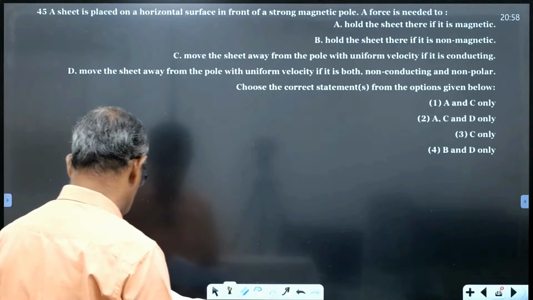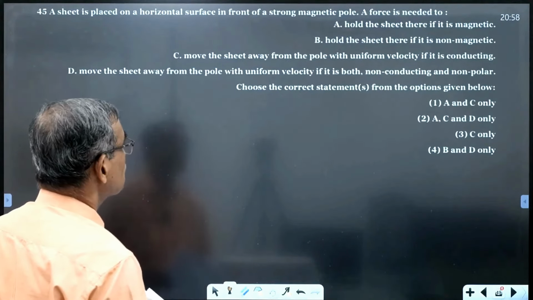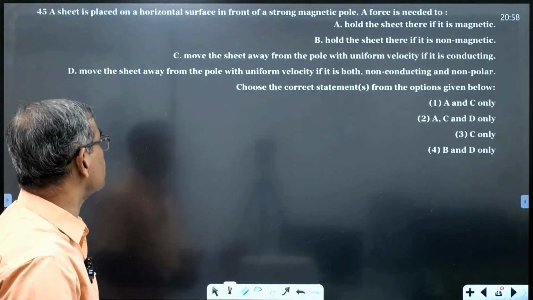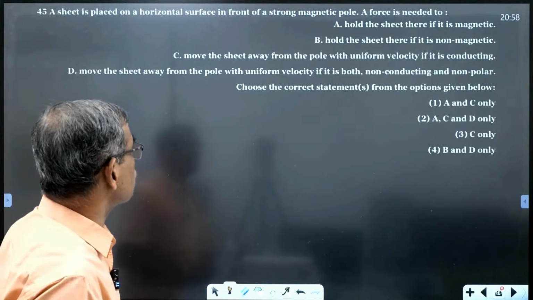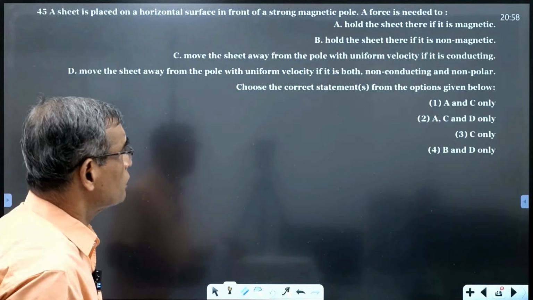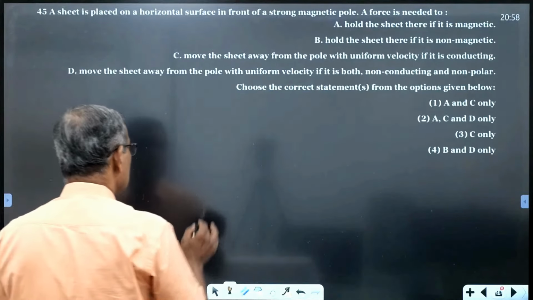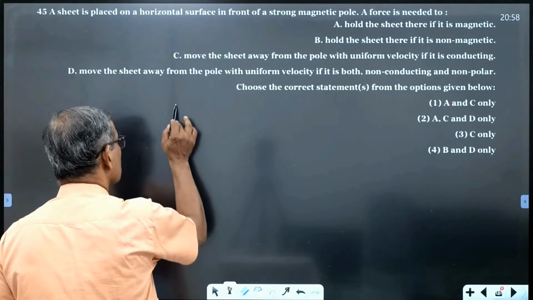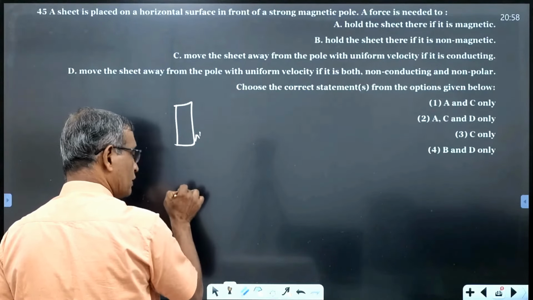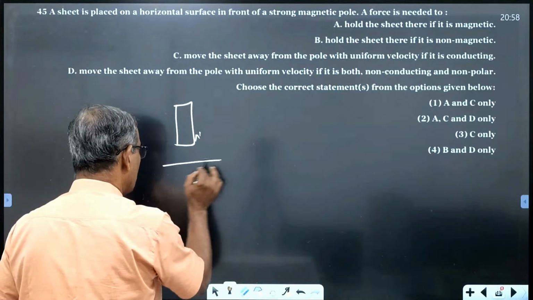Go to the next question, 45. A sheet is placed on a horizontal surface in front of a strong north pole. A force is needed. And for what purpose is the force needed? See, here there is a north pole. There is a magnetic field here. And in this horizontal plane, we have a plate.